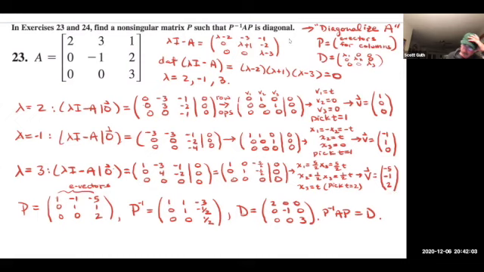Okay, those eigenvectors become the columns here, 1, 0, 0, here, -1, 1, 0, and here, -5, 1, 2. Those are the eigenvectors in columns. Let me highlight that real quick.